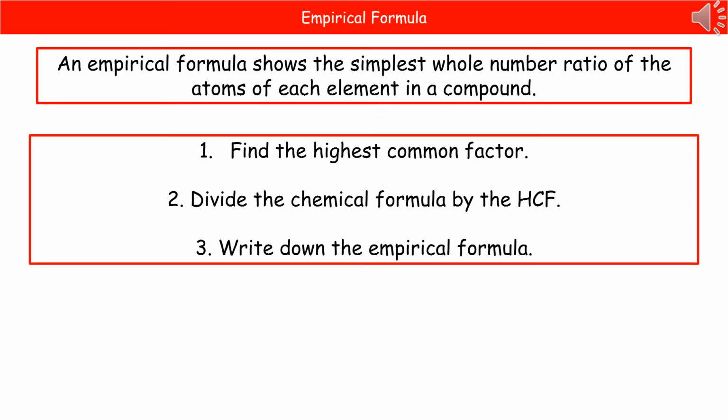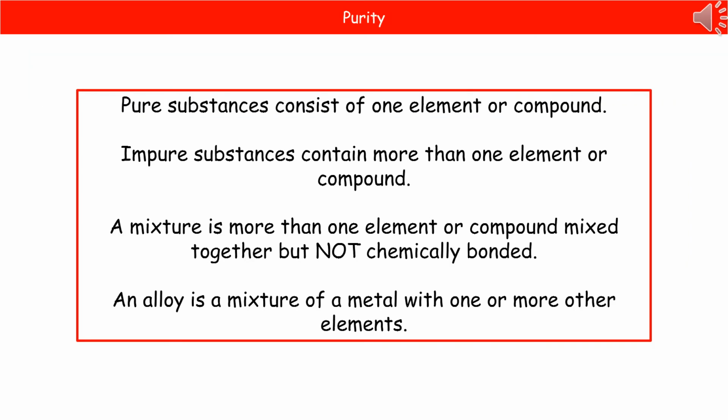When we talk about the empirical formula, this is the simplest whole number ratio of the atoms of each element present in a compound. In order to work it out, we find the highest common factor, we divide the chemical formula by that highest common factor, and then we've got our empirical formula which we can write down.